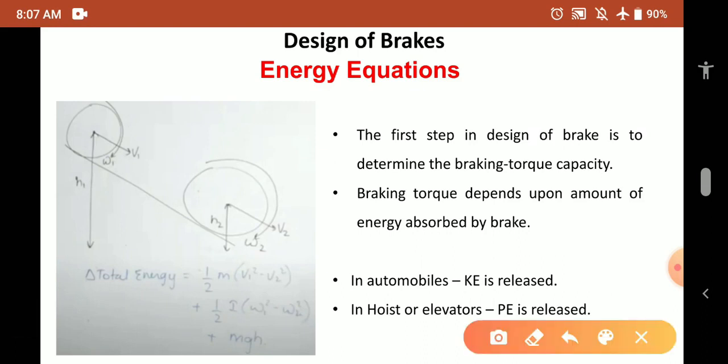In automobiles, kinetic energy is released, but in case of hoists or elevators, the potential energy is released. So we can see here the kinetic energy released here is 1/2 m (v1 square minus v2 square), and the potential energy in case of hoists and elevators is due to the change in the height. Okay, so we will see in details.